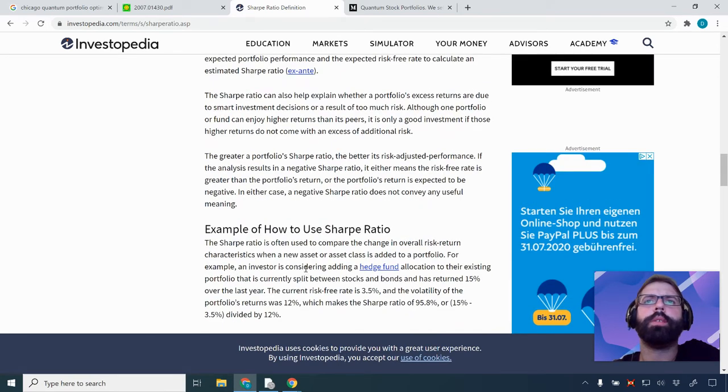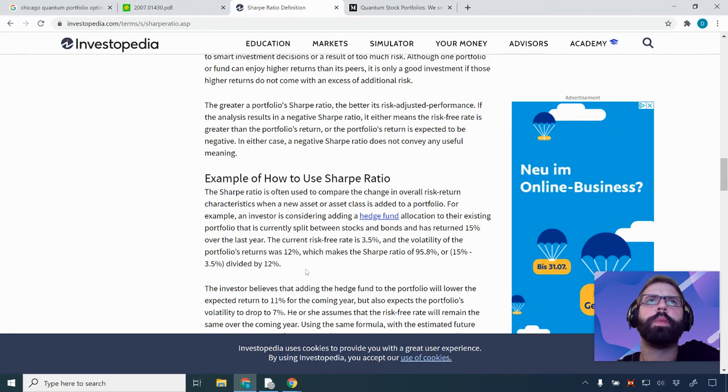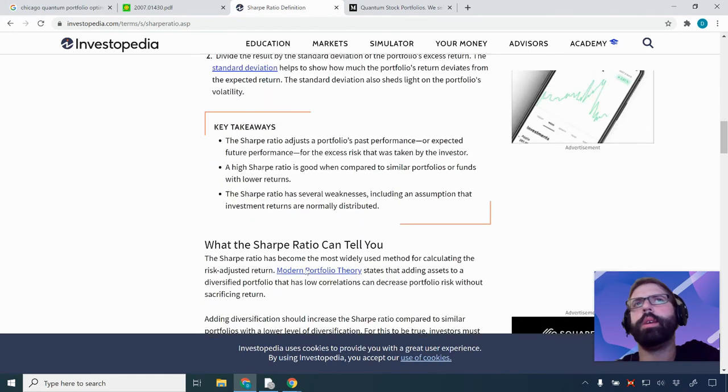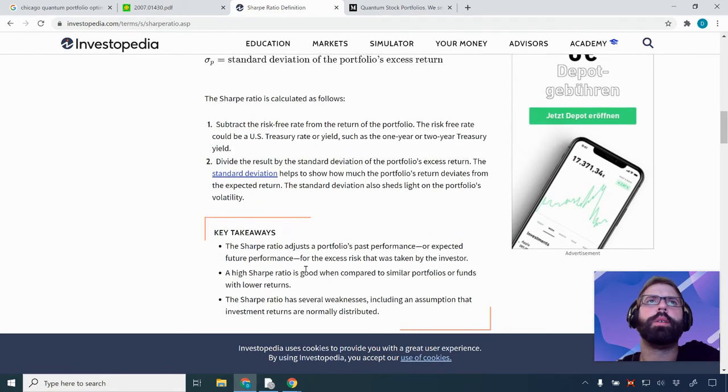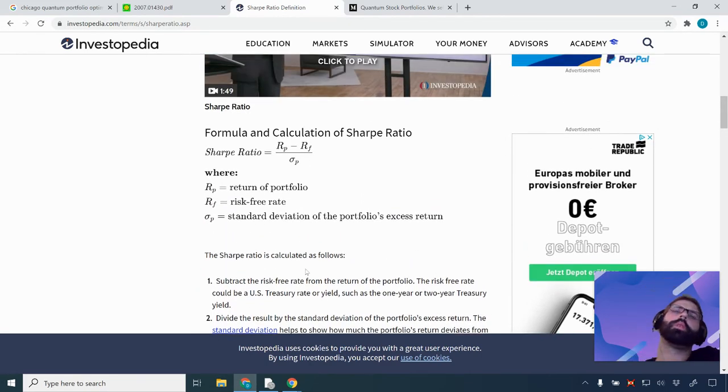But I guess, so here's an example. So let me understand that. So you have the return of the portfolio, and you're removing the risk-free rate.